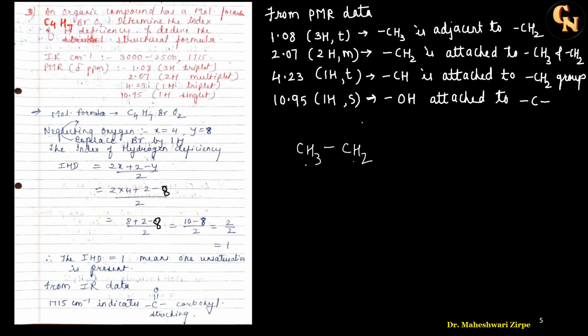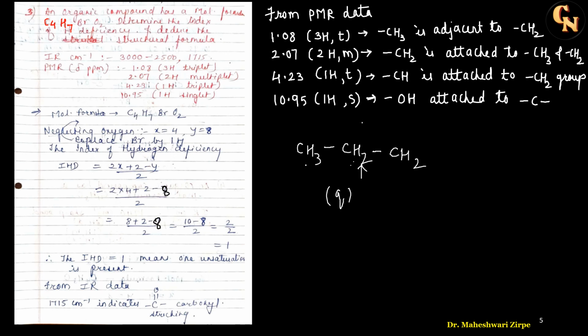2 hydrogens having multiplet. So these 2 hydrogens may be showing multiplet because they must be attached with some other group near to it. So it might be a CH group, or if CH was there, then they would have written quartet, but they have not written quartet. Means the indication is there must be a CH2 group. This proton is showing multiplet.